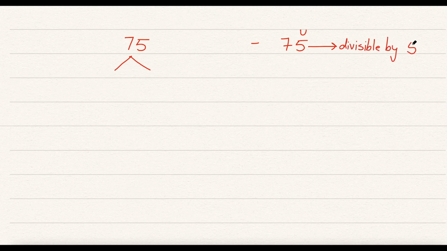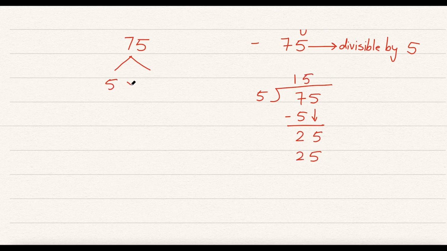Let's look at another example. Let's express 75 as the product of prime factors using a factor tree. You will branch it out. 75 has a unit digit of 5. 75 is divisible by 5. Divide 75 by 5. 5 times 1 is 5. 7 minus 5 is 2. Then you will copy 5. Then 5 times 5 is 25. 5 times 15 is 75.